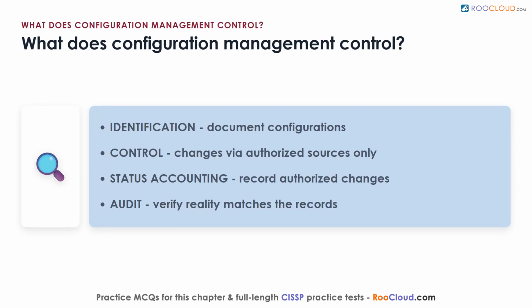Configuration status accounting keeps formal records of every authorized change. And configuration audit periodically checks that the real production environment matches those records and that no unauthorized changes crept in. Think of it as an inventory system for software versions, one that not only records what should be running, but regularly verifies that reality agrees.